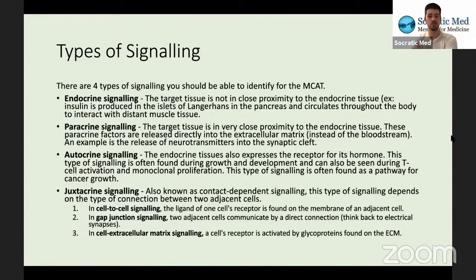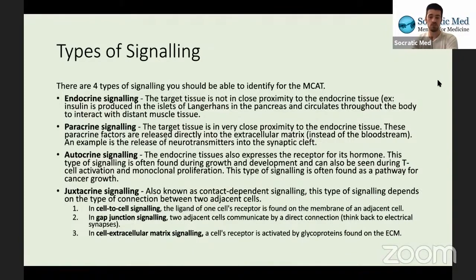So the first one is cell-to-cell signaling, and the ligand of one cell's receptor is found on the membrane of an adjacent cell. So one cell, the membrane is expressing a protein that's maybe sticking out of the membrane, and that protein actually hits the receptor of another cell, and that's considered juxtacrine signaling.